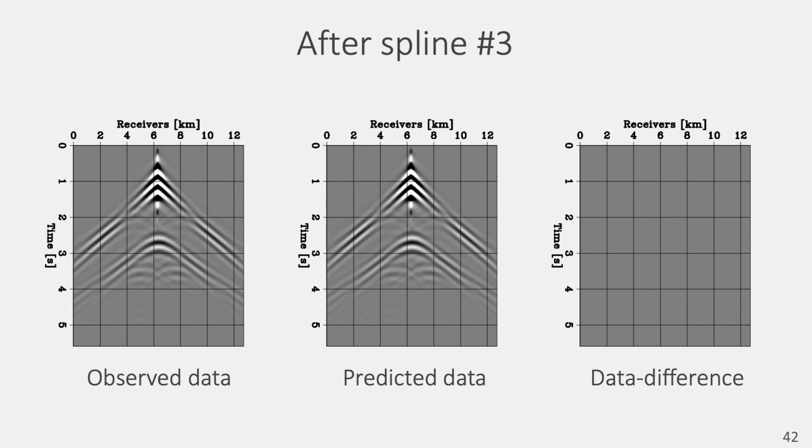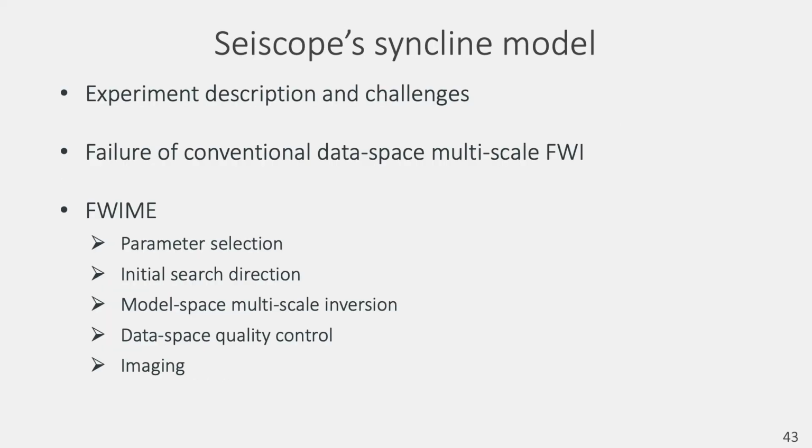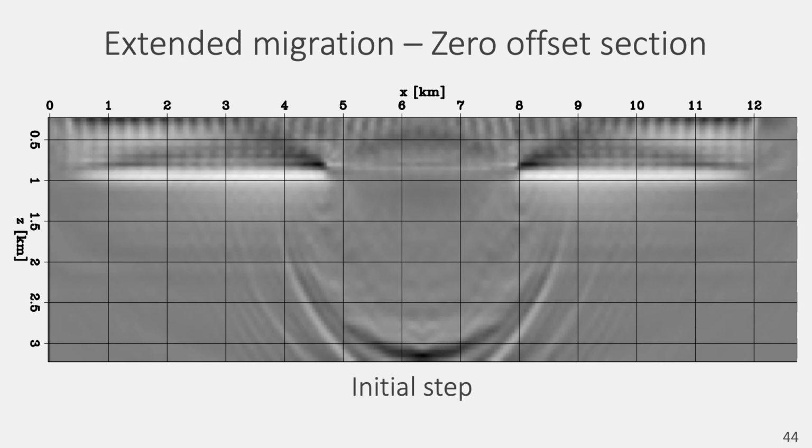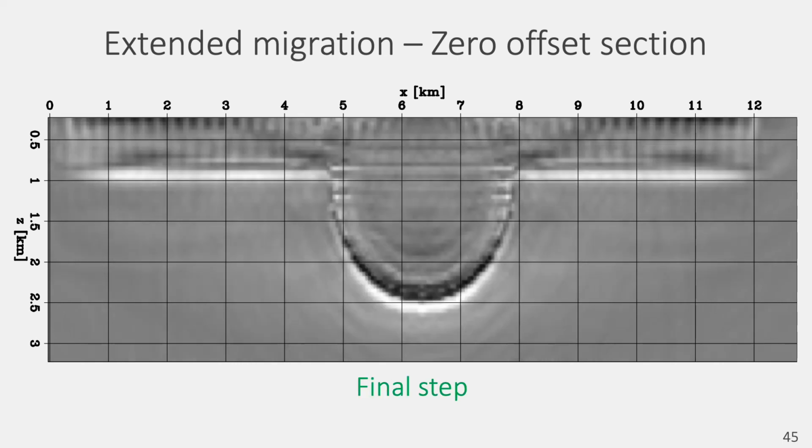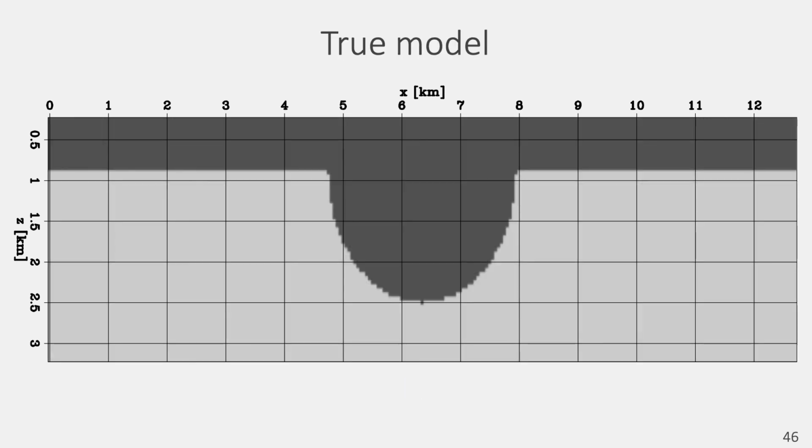The last feature I want to examine here are the extended images computed at the initial and final steps. And note here that we're not going to look at the optimal extended perturbation, but simply at extended migrated images. And this is the zero offset cross-section of the extended migration computed with the initial velocity model. This panel shows the analogous zero offset cross-section, but computed at the final step of our FWIME inversion process. We can see a much better match with the true model. And this is the true model.